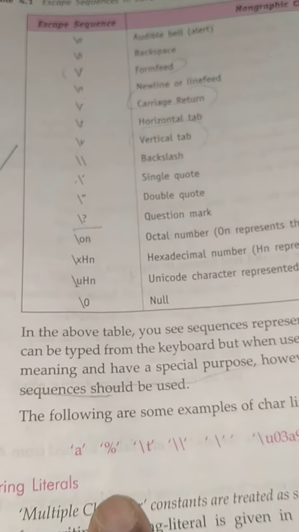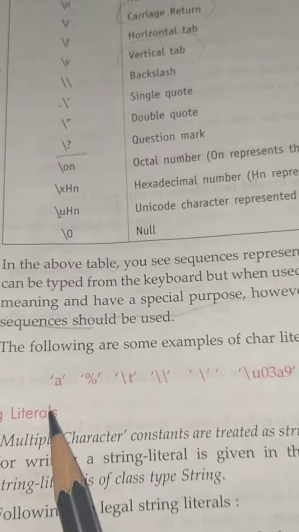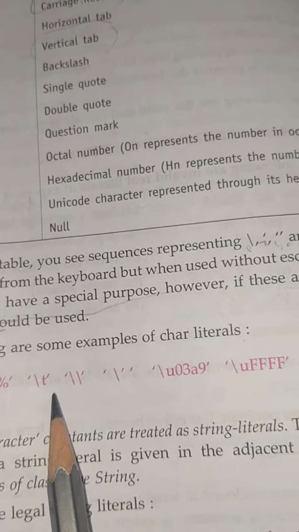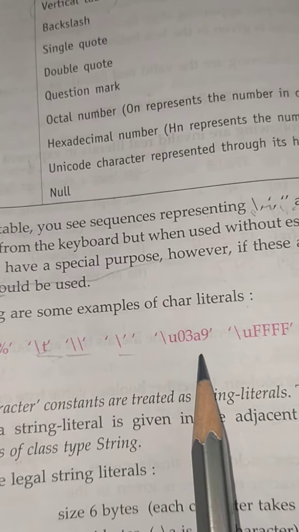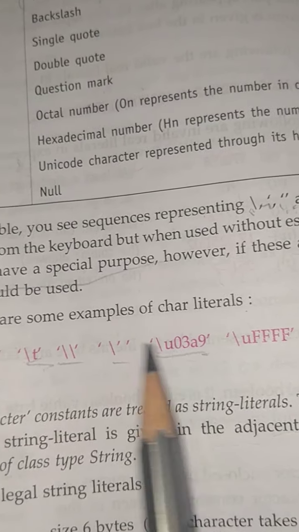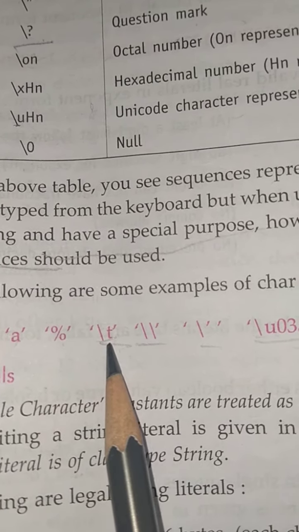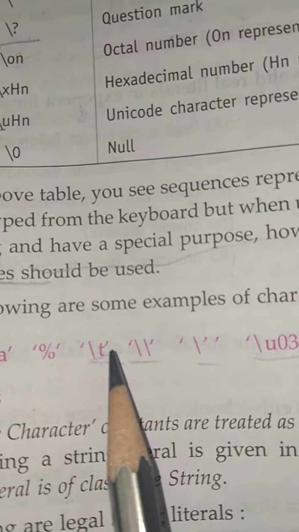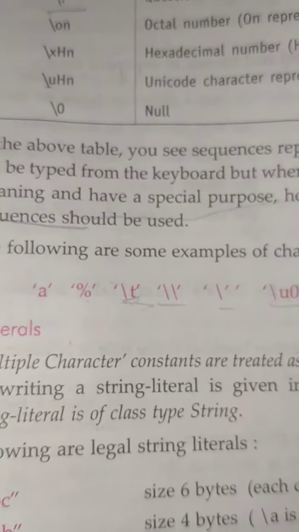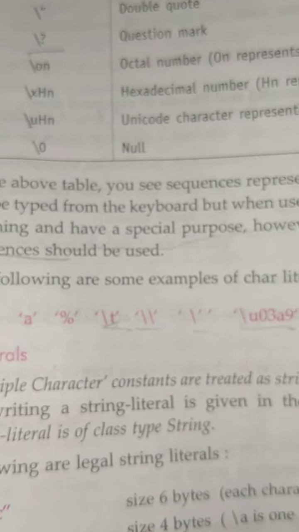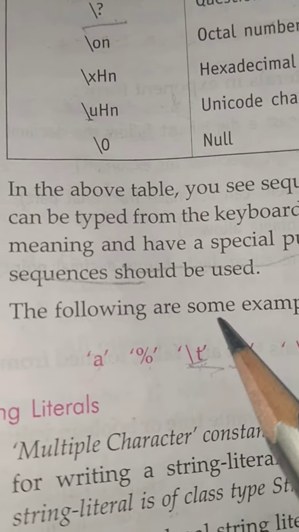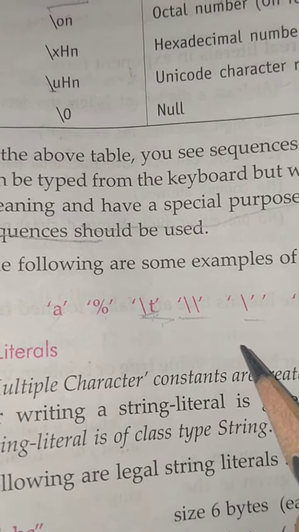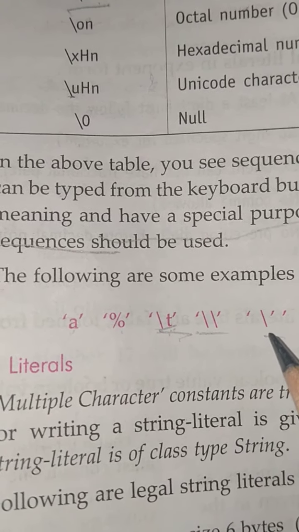We type these things. The following are some examples of character literals. A, percentage, slash T. This is also a character literal. Why? There are many. See here. There are two things. Slash also, T also. But we said that character literal means only one character. Here it is a very good example. Slash T means it is a single character.